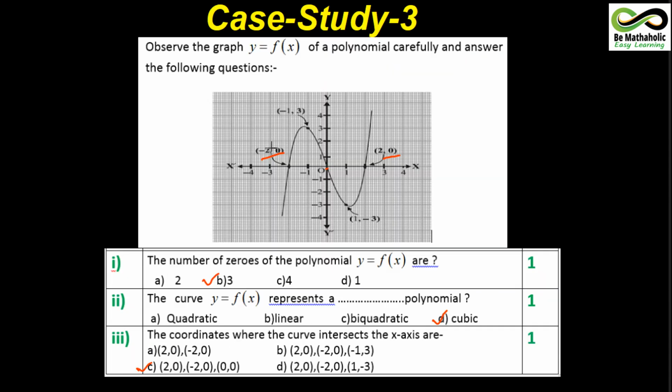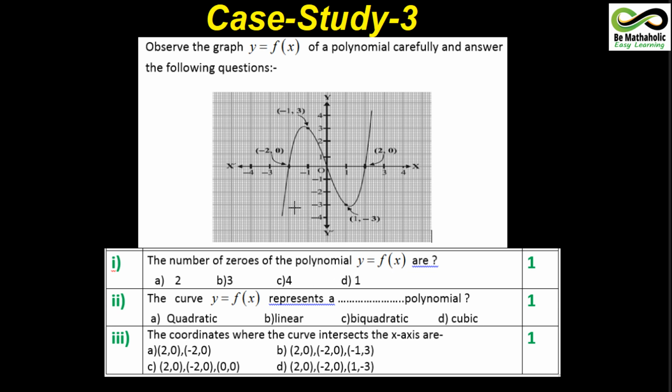Then we have the next, third case study based question. Here you can see that a polynomial curve is given. Now this type of curve must have been discussed with you. The question says the number of zeros. Now you have to carefully observe the graph here, because the coordinates are also mentioned. The question might come from this also. So the number of zeros of the polynomial.